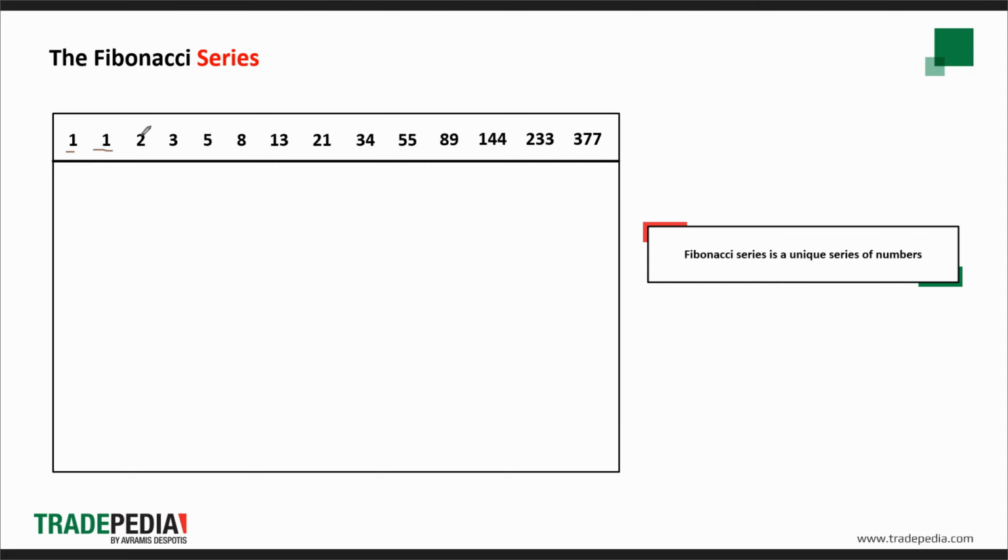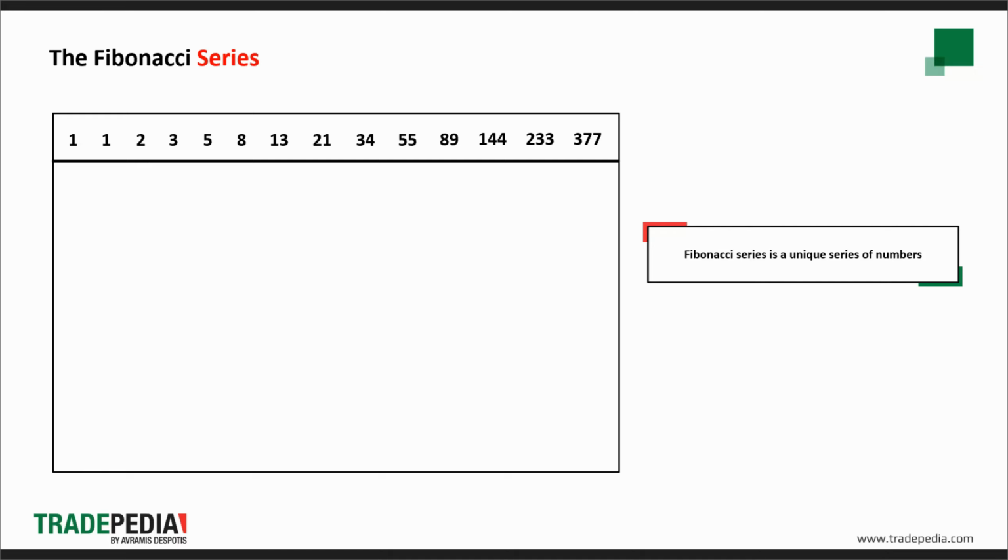So 1 plus 1 will give you 2. 1 plus 2 gives you 3. 2 plus 3 gives you 5, and so on and so forth. That's how you get the Fibonacci series. You just take the first two numbers, add them up together, and you get the next number. Each number is the sum of the previous two numbers.